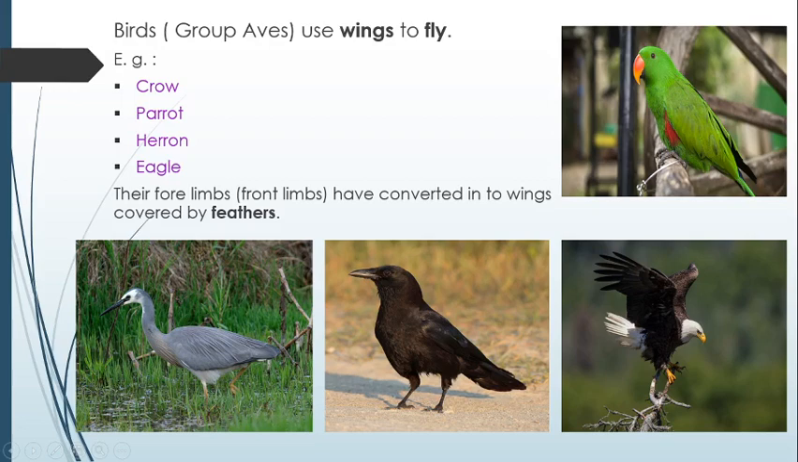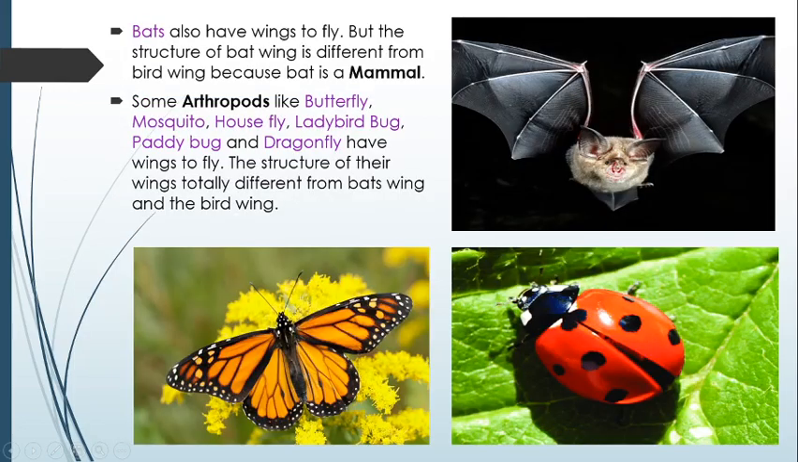Aren't there any other animals who can fly? Why not? There are. Let's see who they are. Bats also have wings to fly. Bat is a mammal, but bats can fly. But the bat wing is totally different from the bird wing, because the bat wing is not covered with feathers. Bat wing is made of expanded thin skin. In the diagram you can see clearly how a bat wing appears.